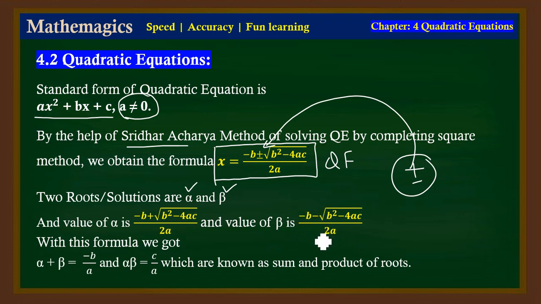And dear friends, in the polynomial chapter we already have taken these values, that the sum of the roots alpha plus beta is equal to minus b by a, and alpha into beta is equal to c by a. But now, with the help of this quadratic formula, we are going to prove why alpha plus beta is equal to minus b by a and alpha into beta is equal to c by a. So let us prove these values.